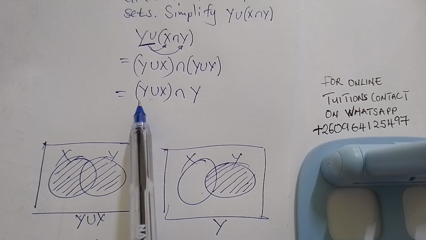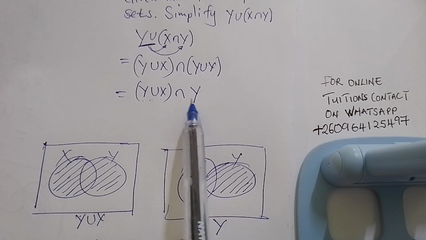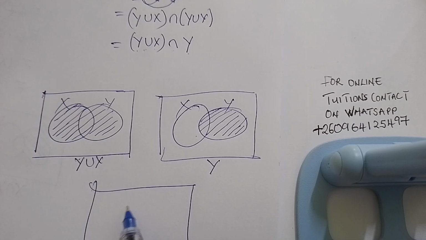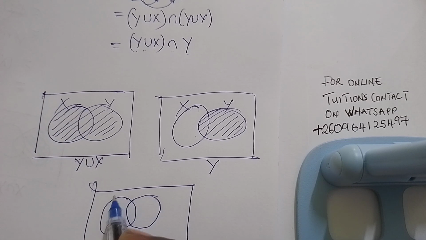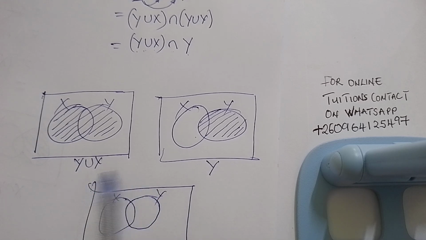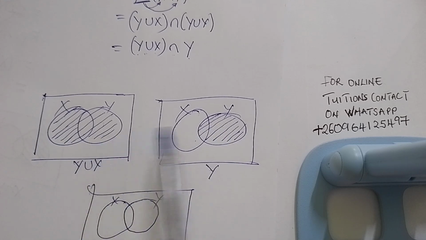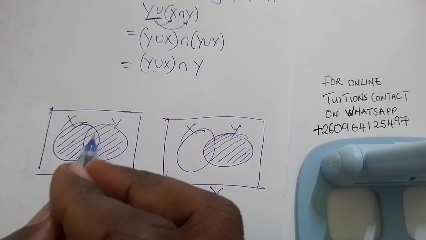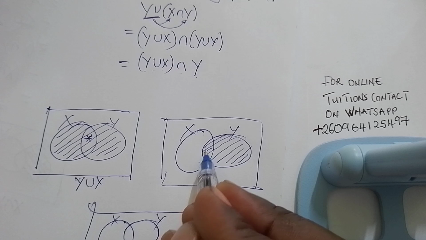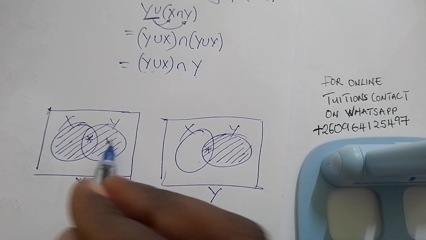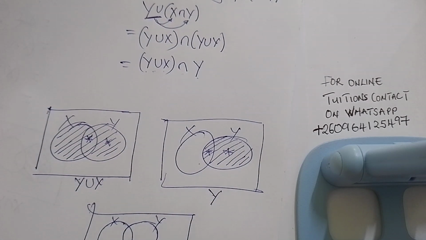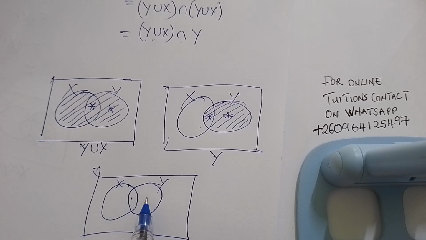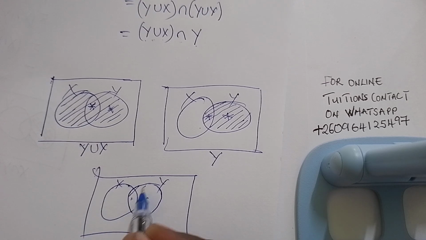Now, we're looking for y union x intersection y. So when you look at these two here, for you to find the intersection of the two, you need to come up with the common parts that are shaded in both diagrams. So in this case, this part here is shaded, also it is shaded there. This part is shaded, also it is shaded there. So this part is shaded and that part is also shaded. If this part is shaded and that part is shaded, we're going to shade this.